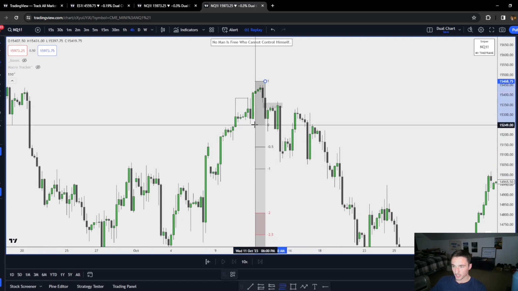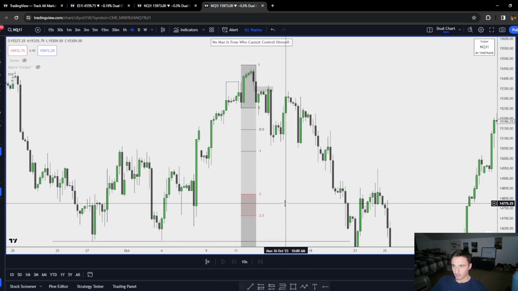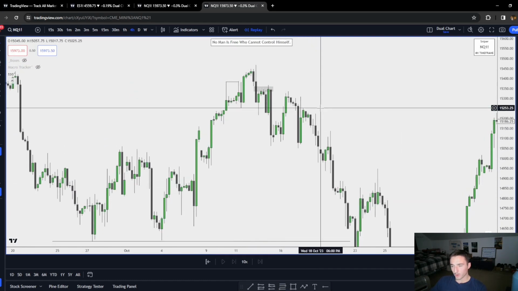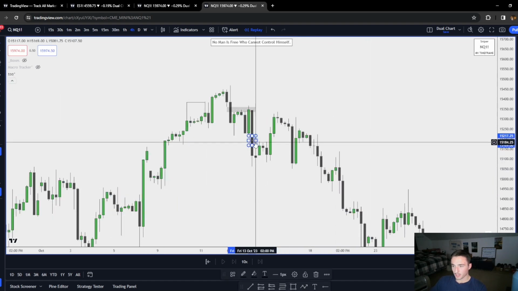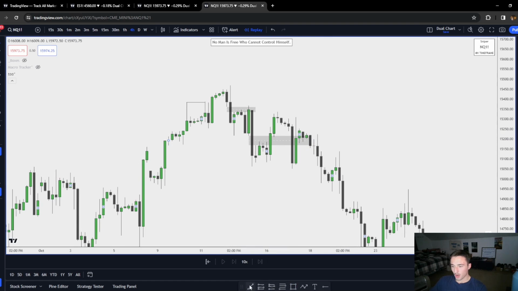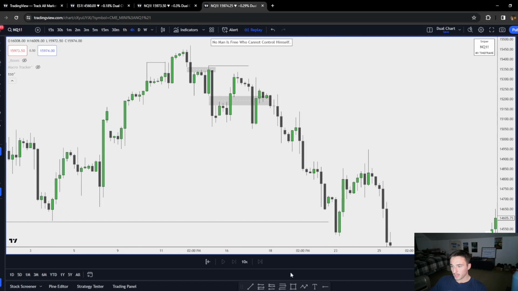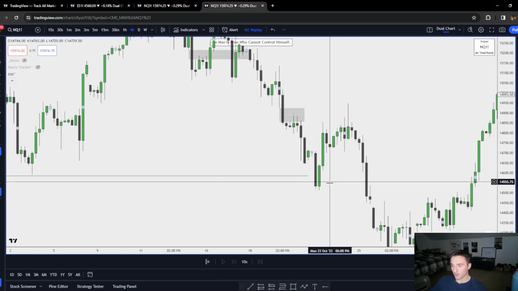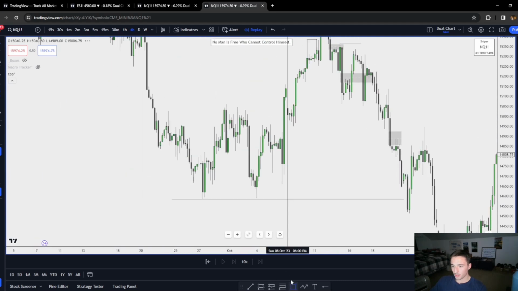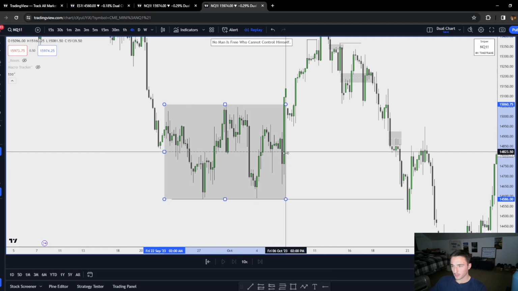We have a manipulation leg. And 2, 2.5 does not line up perfectly with that. So we'll get that off there. So right here is first stage distribution. We should not violate this high. Right here we get second stage, and then we trade straight down into this original consolidation right there.